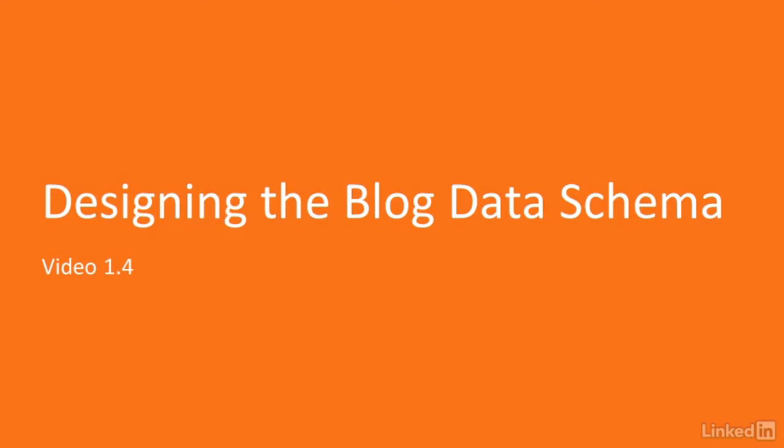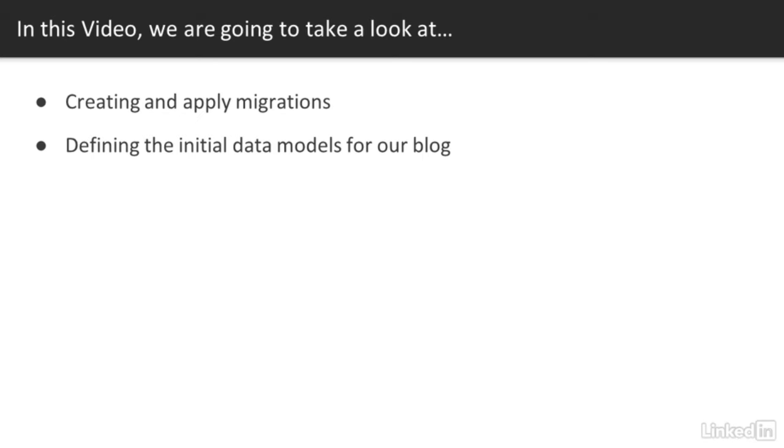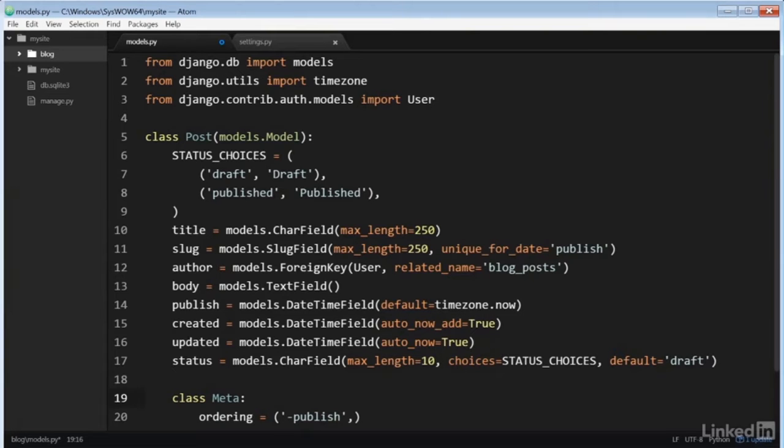Here we are at the fourth video, designing the blog data schema. In our previous video, we created our first project. In this video, we'll first activate your application and then we'll create and apply migrations. We will start by defining the initial data models for our blog.